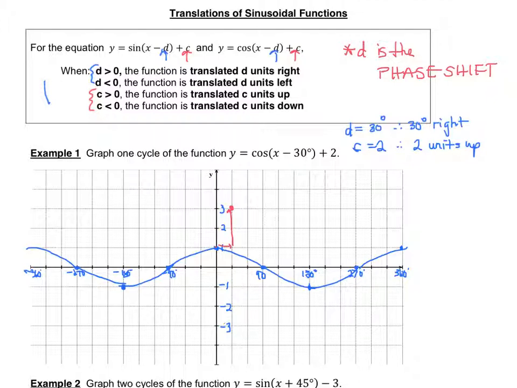If I move the point at 90 degrees and 0, 30 degrees to the right, so 1 square to the right, and 2 units up, it will now be here. So basically for every key point, I'm moving 1 square to the right because that will be 30 degrees, and 2 units up.